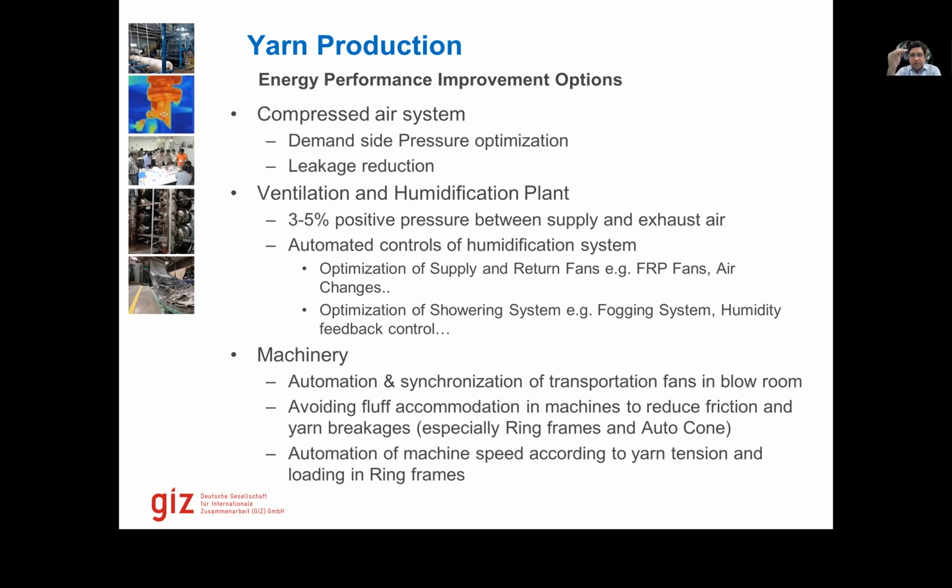Then avoiding fluff accumulation. This very, very tiny cotton fluff accumulates inside the machines. Then it increases friction, especially in the ring frames and auto cones. When there's too much fluff inside, it increases friction so much that the yarn breaks. And yarn breakage is very, very dangerous for the spinning mills actually. So they try to control the yarn breakage.